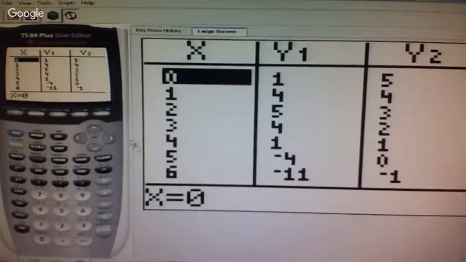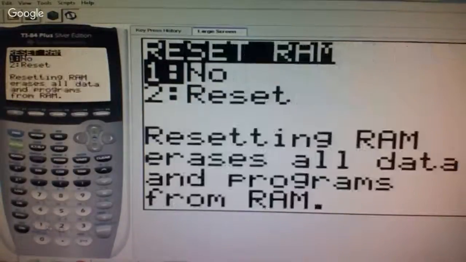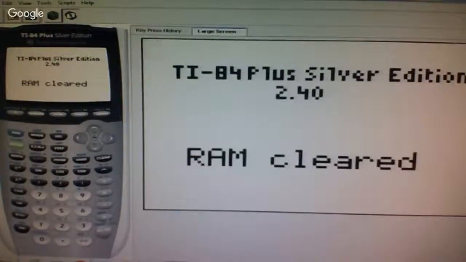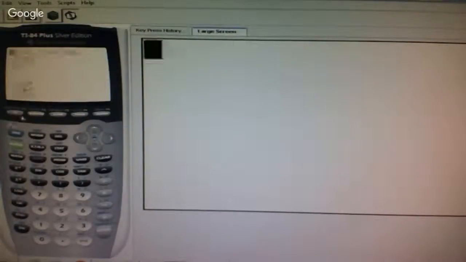Let's move on to number 2. Again, my suggestion to you, especially if you change your window at all, is to clear out your calculator.